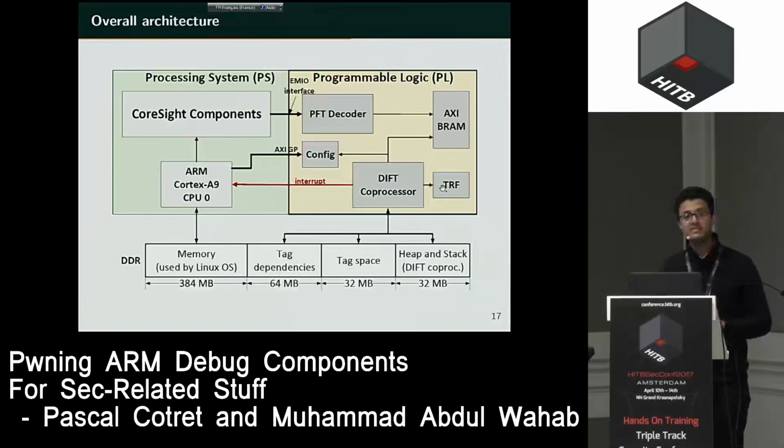We have other components. We needed to store tags of CPU registers, which are stored here. We also needed to store tags of memory addresses used by the application, which are stored over here. The output of static analysis is stored in the tag dependency section over here. The coprocessor just propagates and checks these tags, and if something insecure happens, it interrupts the CPU: stop, there is something wrong.